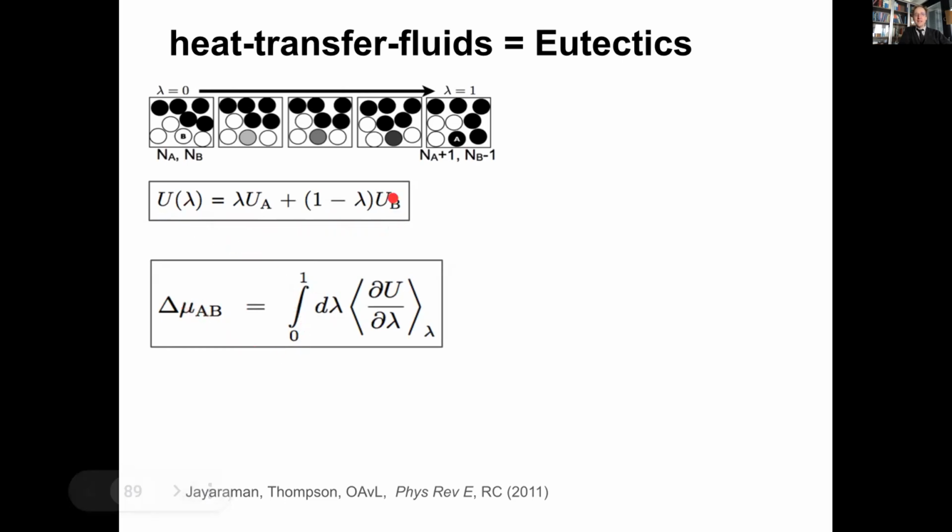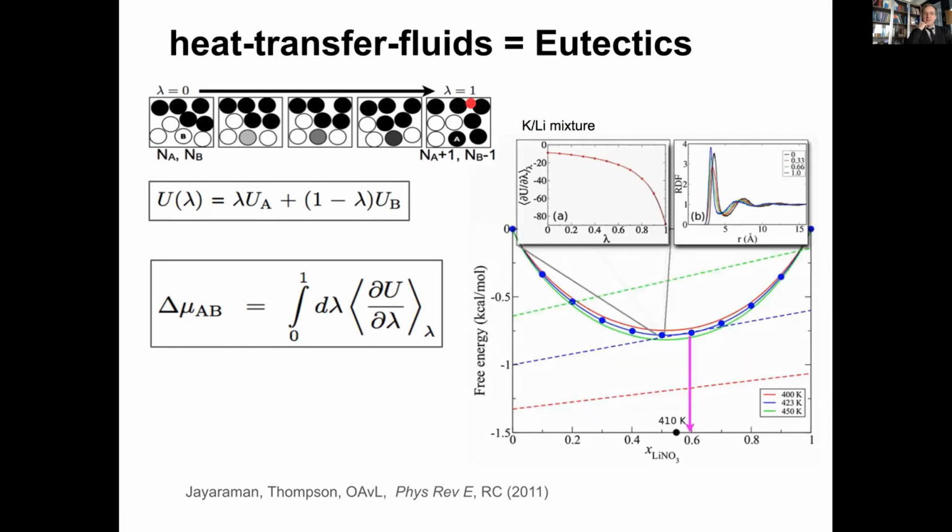And so we can turn on and off the force fields of molecule A and B, and we can get this free energy difference by integrating over this change. Of course, we have to run MD for every lambda value along this change, right? And so this is what we get then. Here you see the free energy changes, so this delta mu AB, as a function of mole fraction as you go from lithium nitrate to potassium. There's a potassium lithium nitrate mixture. So we go from 0 lithium nitrate to 1 lithium nitrate, and you get the free energy changes as a function of this mole fraction.